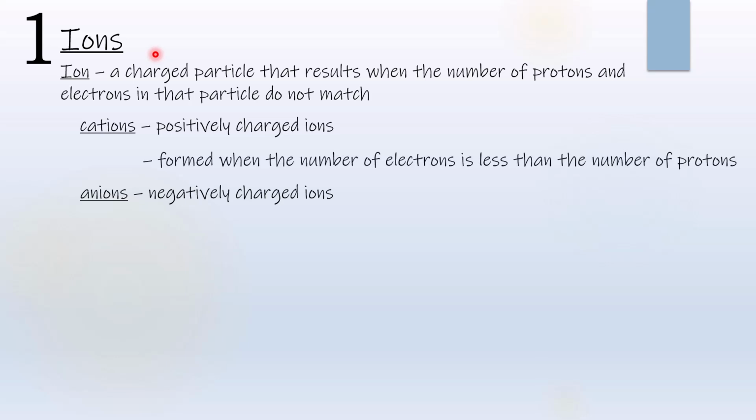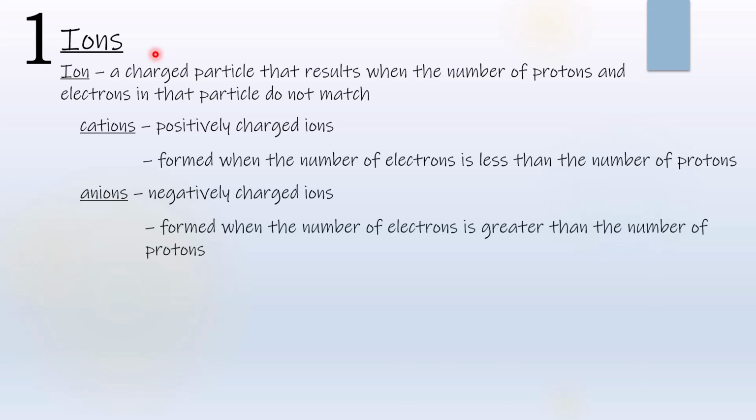Now, cations are going to be formed when the number of electrons is less than the number of protons. Remember, protons carry a positive electrostatic charge. Electrons carry a negative electrostatic charge. When the number of protons and the number of electrons are equal, the electrostatic charge overall cancels, so the atom in this case would be electrostatically neutral. However, if you start losing some electrons, I'm going to have more positive charge than negative charge, so I'm going to have these positively charged cations.